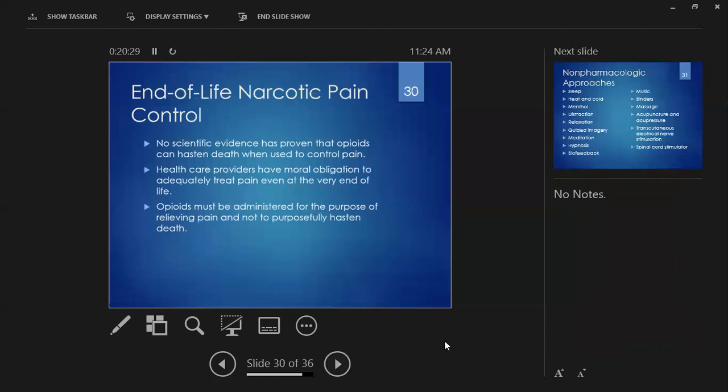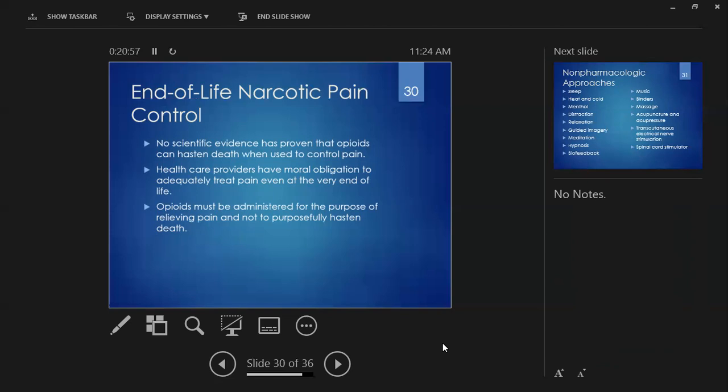End of life pain medication. There's no scientific evidence that's proven that opioids can hasten death when given correctly to control pain. However, we have seen things like the Mount Carmel cases where they've given excessive amounts of medication. A normal dose of fentanyl is somewhere between 50 and 200 mics, right? Micrograms. 50, 100, 150, maybe even 200. That's a big honking dose of fentanyl.